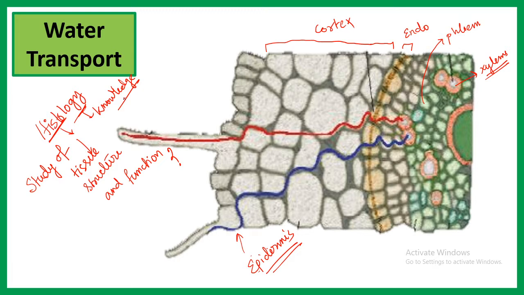Okay, the question is the study of tissue structure and function, the branch of biology that deals with the study of structure and function of different tissues, whether in plants or in animals. So I answered it for you, that is histology. So histos means tissue and logy means knowledge. So knowledge of tissue is histology, right?